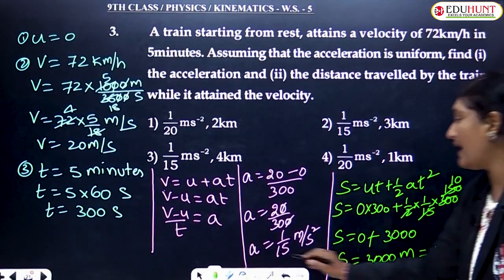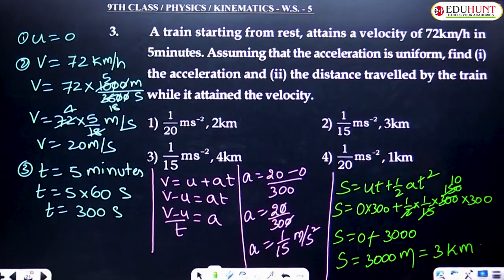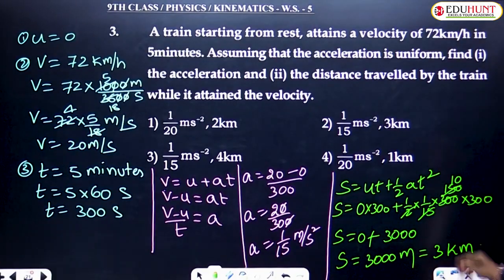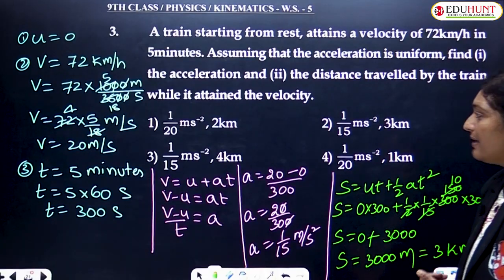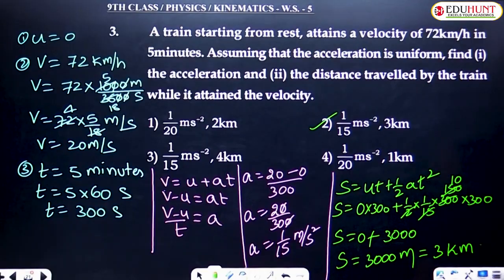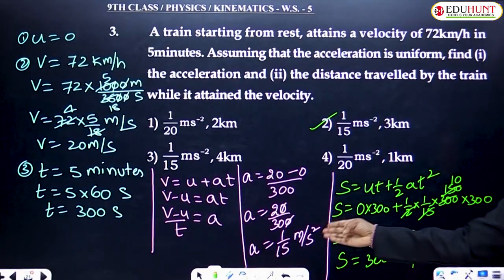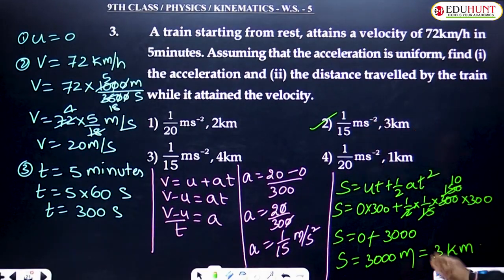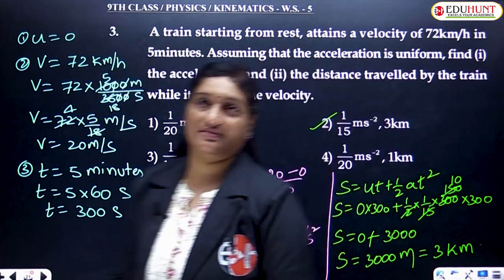Hence we found the acceleration as 1 by 15 meter per second square and the distance to be 3 kilometers. Hence 1 by 15 and 3. Here goes your answer. So the answer will be the second option: 1 by 15 meter per second square and 3 kilometers. So hope you understood. Okay, moving ahead with the next question.